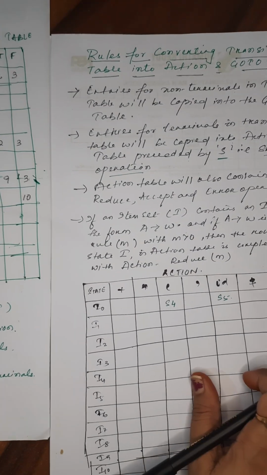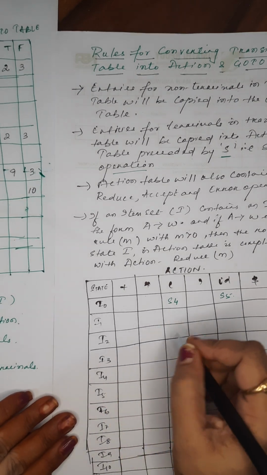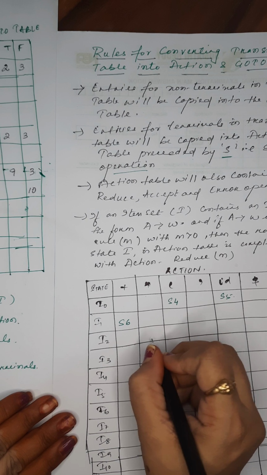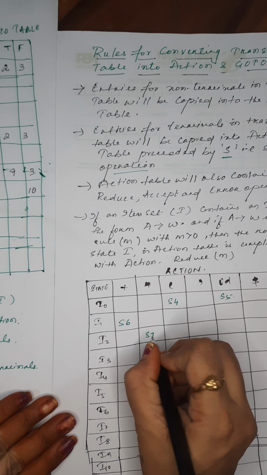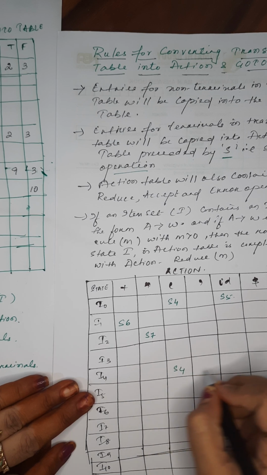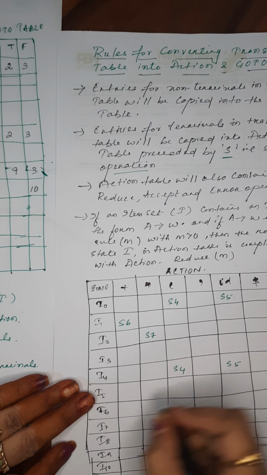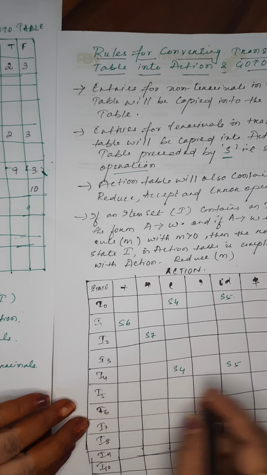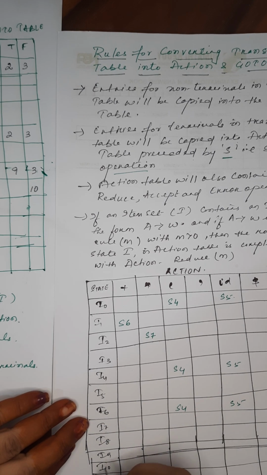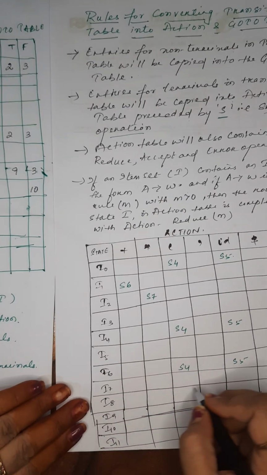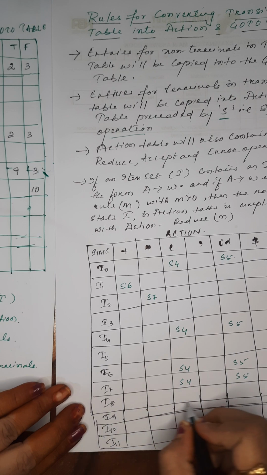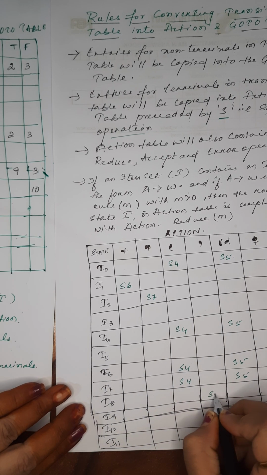Now see, for I1, for plus it was 6, so I will write S6. For I2 under star it was 7, so I will write S7. And for I4 again the same, S4 and S5. I6, I5 was blank, I6 again S4 and S5. I7 will be again S4 and S5, and I8 for your closing bracket it will be S11.